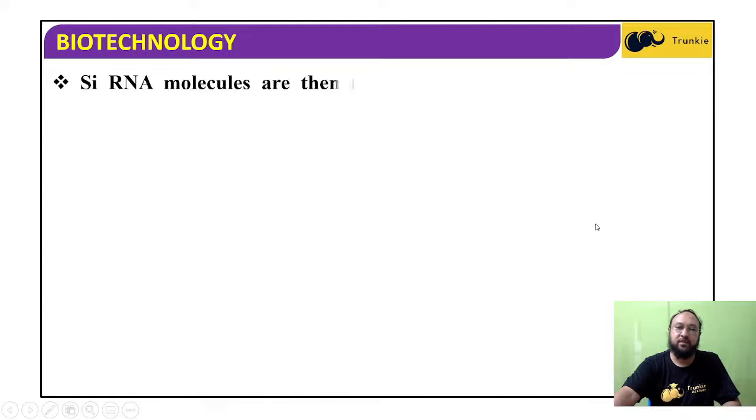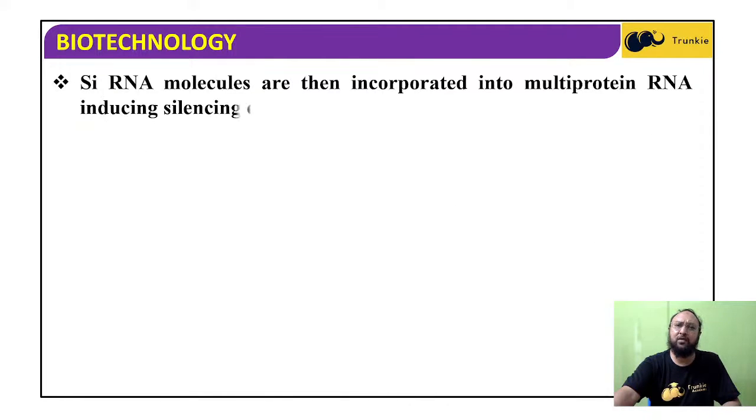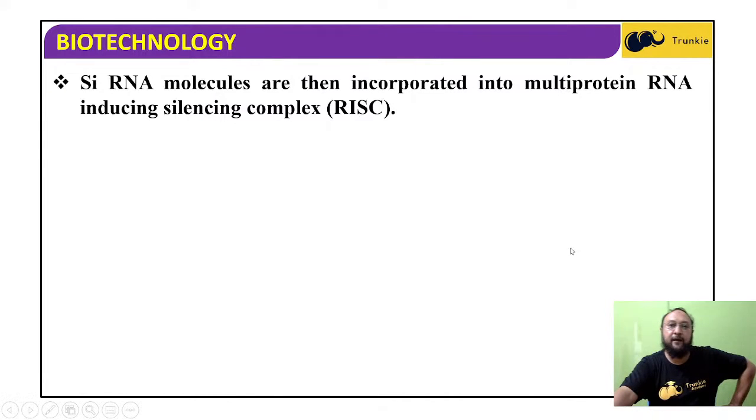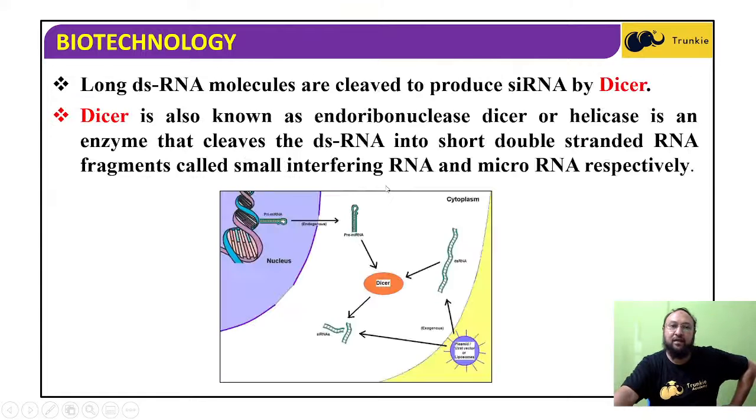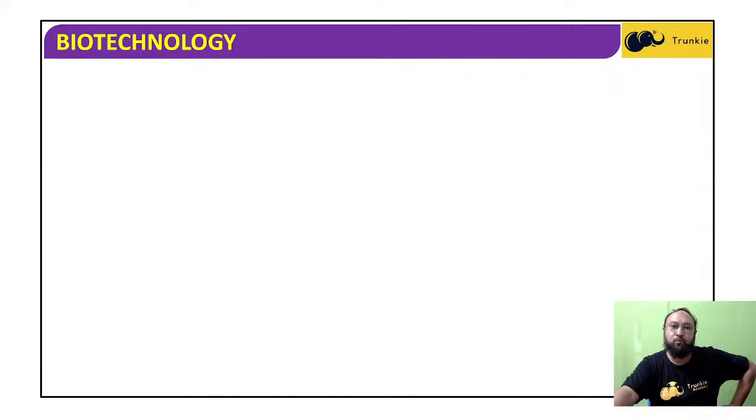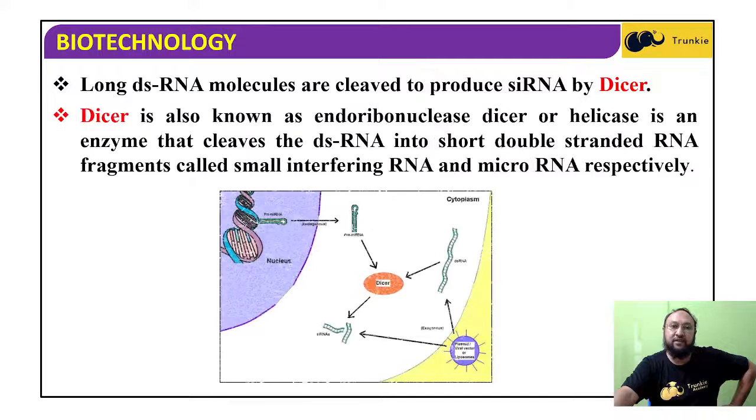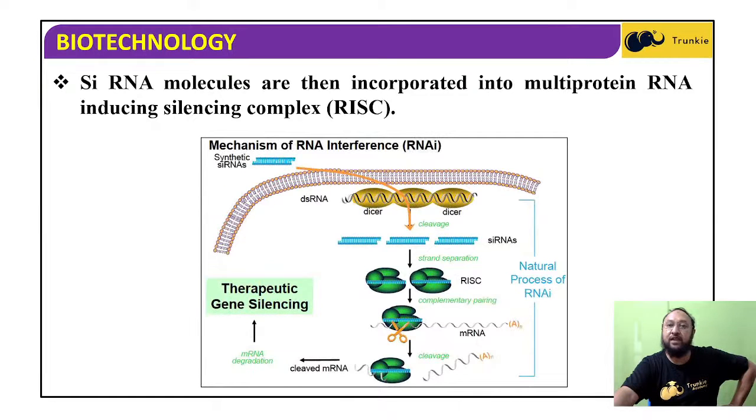Now, the single RNA molecules are single-stranded RNA interference molecules. These RNA molecules are then incorporated into the multi-protein RNA inducing silencing complex. So first we get this RNA molecule, then we incorporate it into the multi-protein complex. This is called RISC, RNA inducing silencing complex.